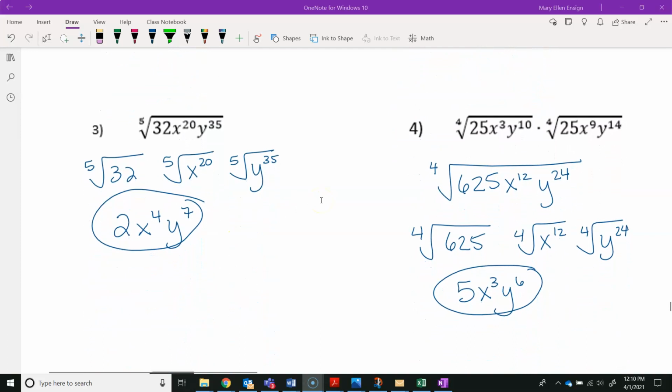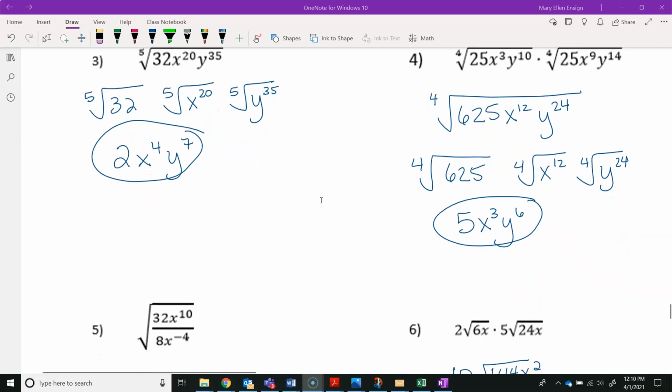Now in number 4, I could have chosen to do each part separately or to put it together, but when I look at each part separately, what I originally have, none of those parts are perfect fourths, so I can't do anything with them, right? None of those variables are divisible by 4, and 25 is not a perfect fourth. But by multiplying them, I created x to the 12th, y to the 24th, and 625 is the number. Those are all perfect fourths.